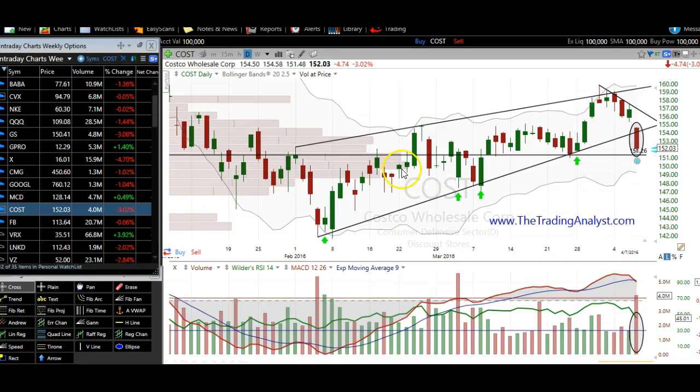Next, I'm going to cover Costco. Costco, very similar look to Goldman Sachs. We had this uptrend line right here. As you can see by all the arrows, we've got a lot of touches on that trend line, and then we broke below it today.